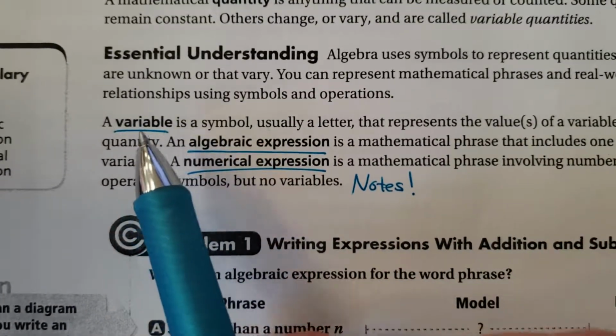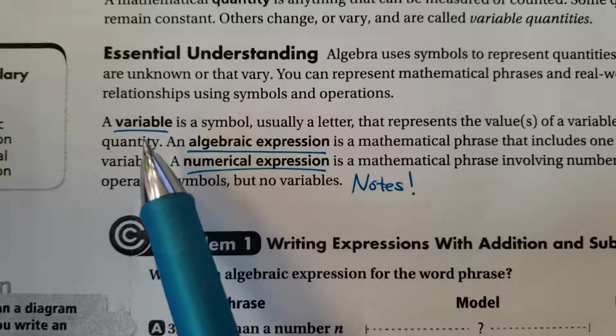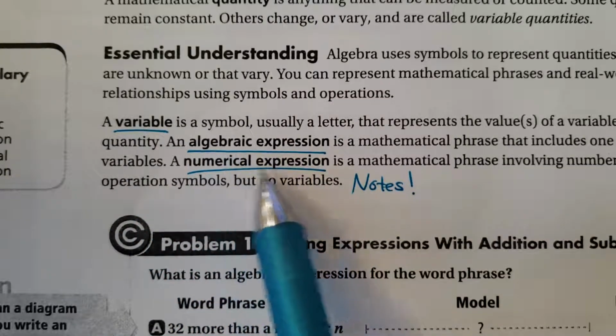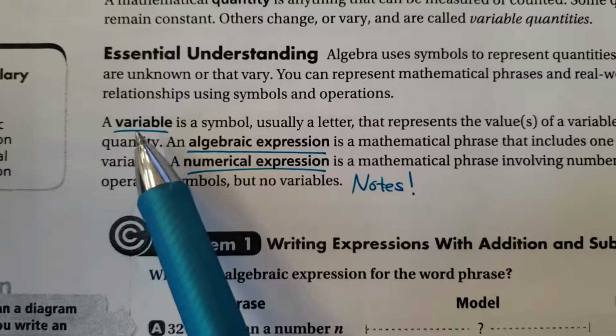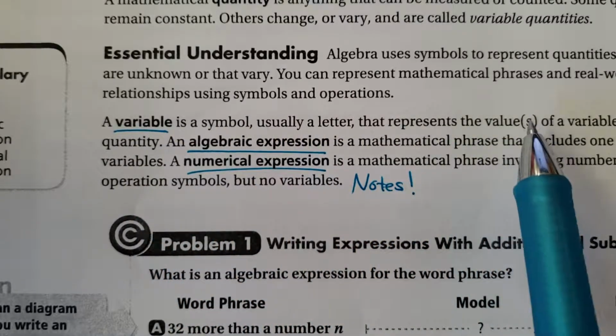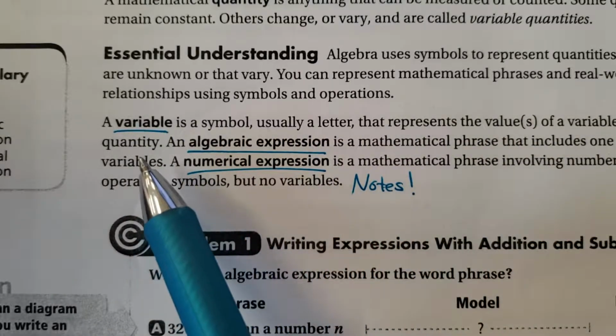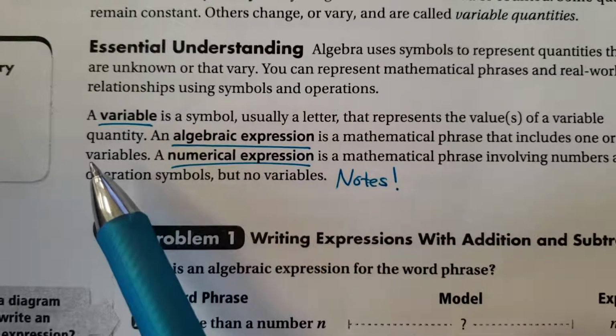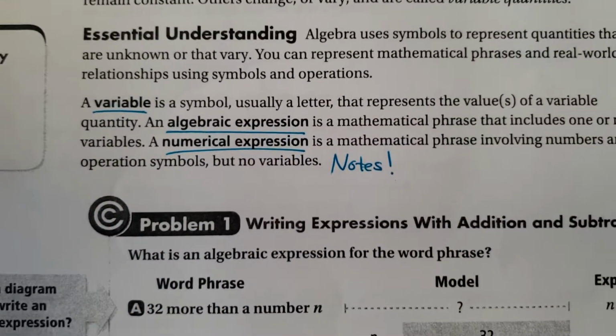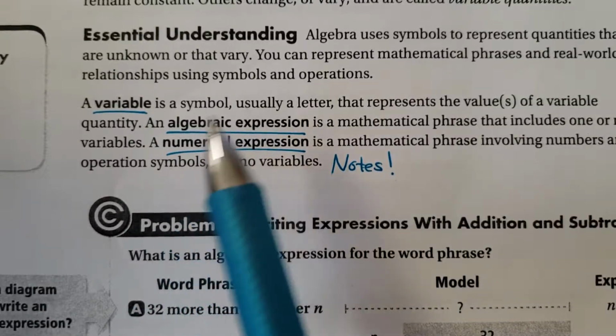The 3 vocab words that I want you to write down are variable, algebraic expression, and numerical expression. Basically, a variable is a symbol or a letter that represents the value of a number. You take the variable out, you put the number in. We'll talk more about that later. It's in place of a number that's going to be there eventually.